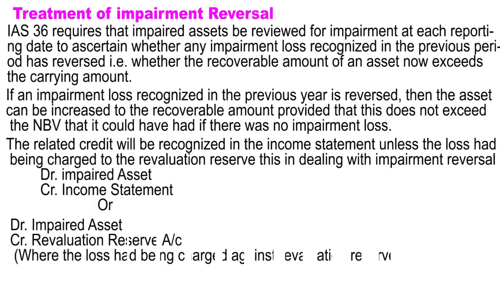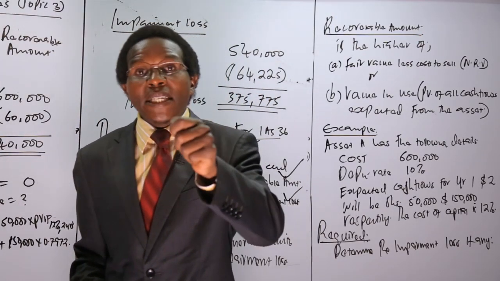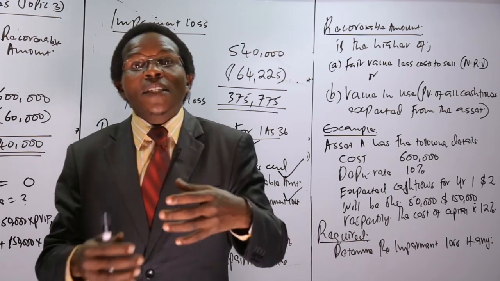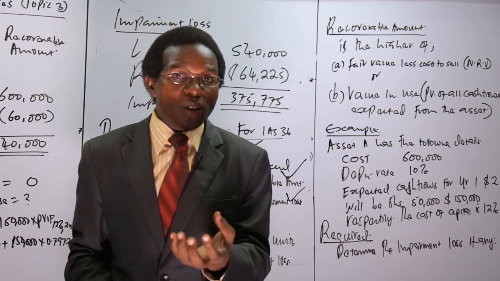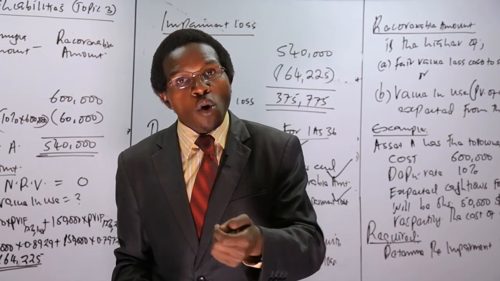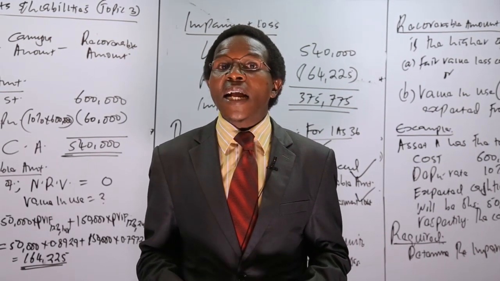Now let's look at the impairment of a cash generating unit. Friends, a cash generating unit is the smallest identifiable group of assets that is capable of producing cash flows as a group. I repeat, a cash generating unit is the smallest identifiable group of assets that is capable of producing cash flows.